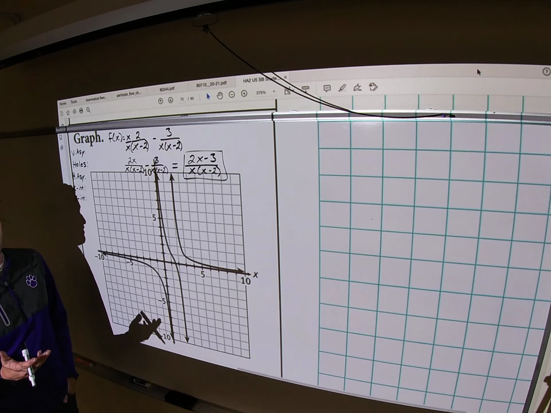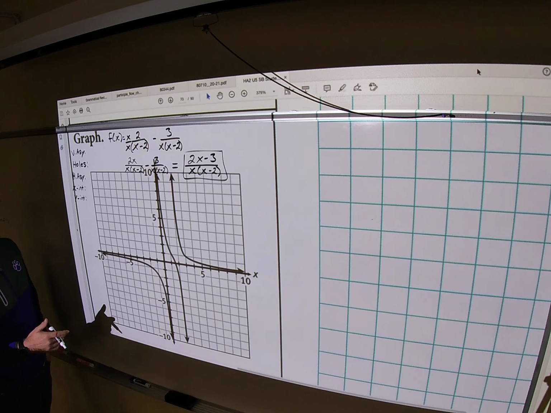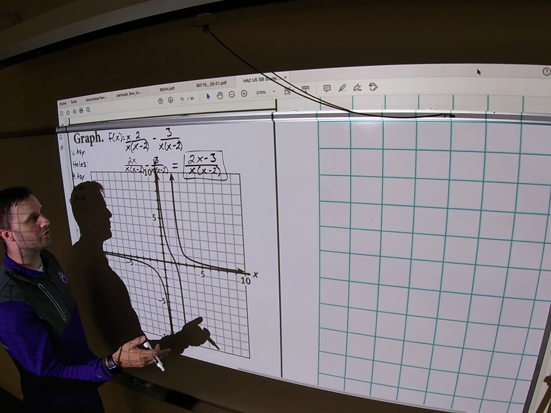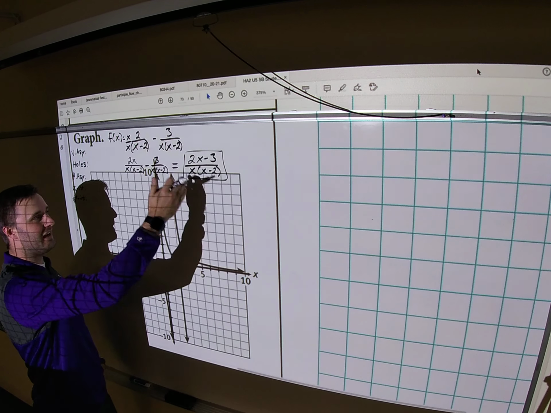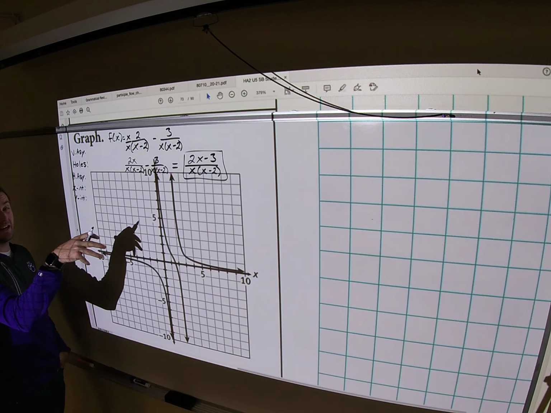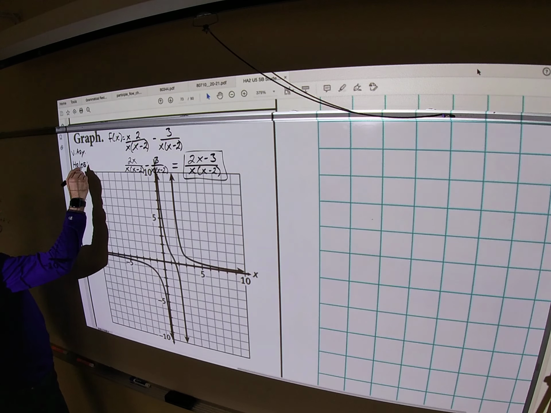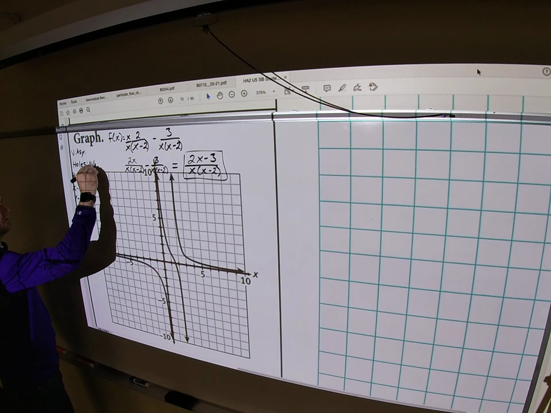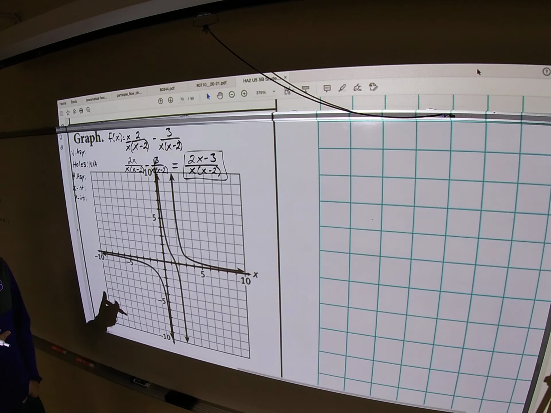So we've talked about holes and vertical asymptotes and things like that before. A hole occurs anytime that I can simplify something out in the numerator and in the denominator. So this one, we have no holes, so it's not available. There are no holes in this graph. There was nothing that was simplified out.